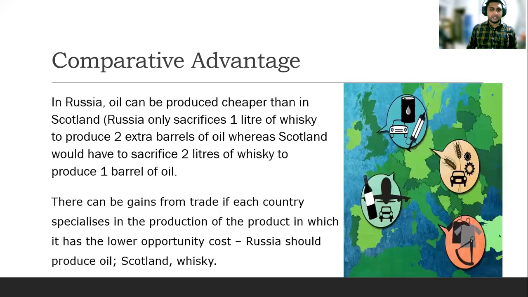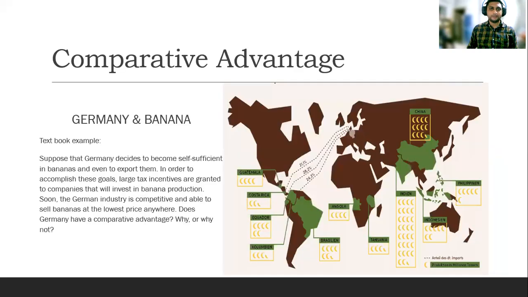And comparative advantage. If we see the whole scenario, we can see that in Russia, oil can be produced cheaper than in Scotland, where Russia only sacrifices 1 liter of whiskey to produce the 2 extra barrels of oil, whereas Scotland would have to sacrifice the 2 liters of whiskey to produce 1 barrel of oil. There can be gains from trade if each country specializes in the production of the product in which it has the lower opportunity cost. Russia should produce oil and Scotland should produce whiskey.